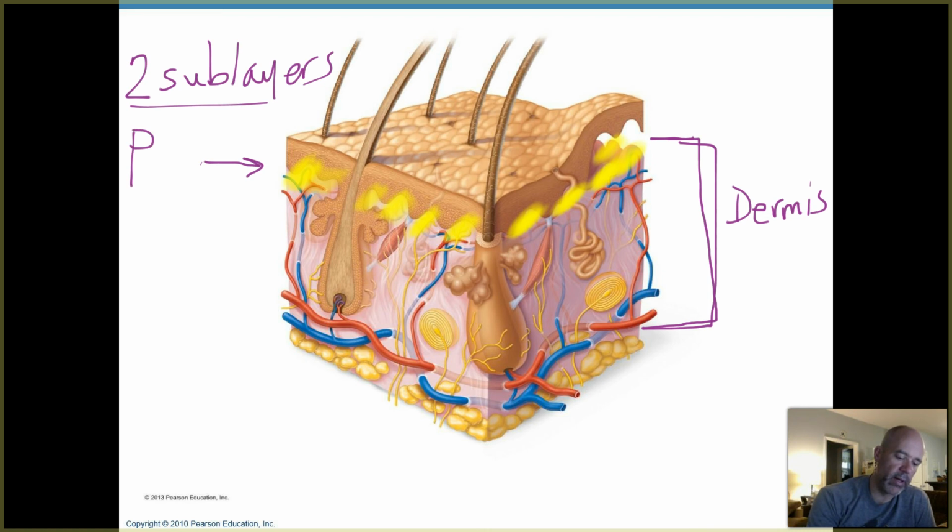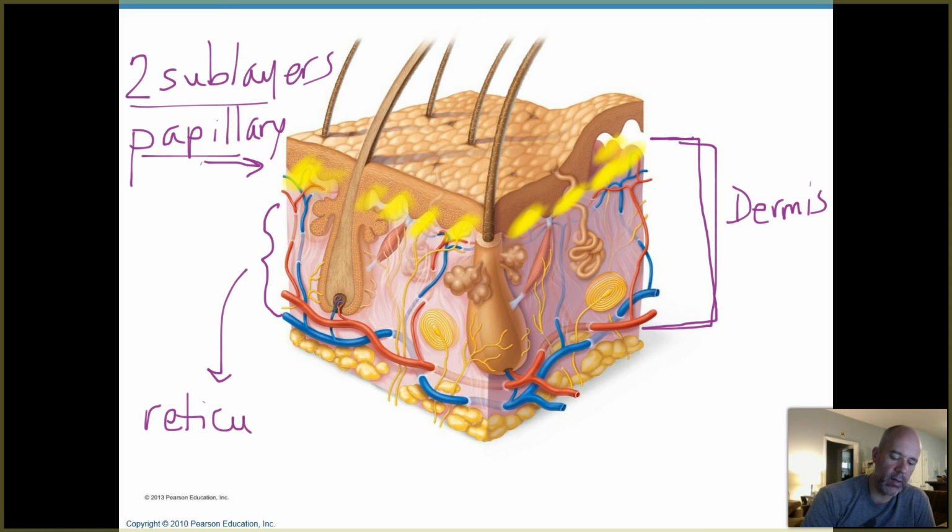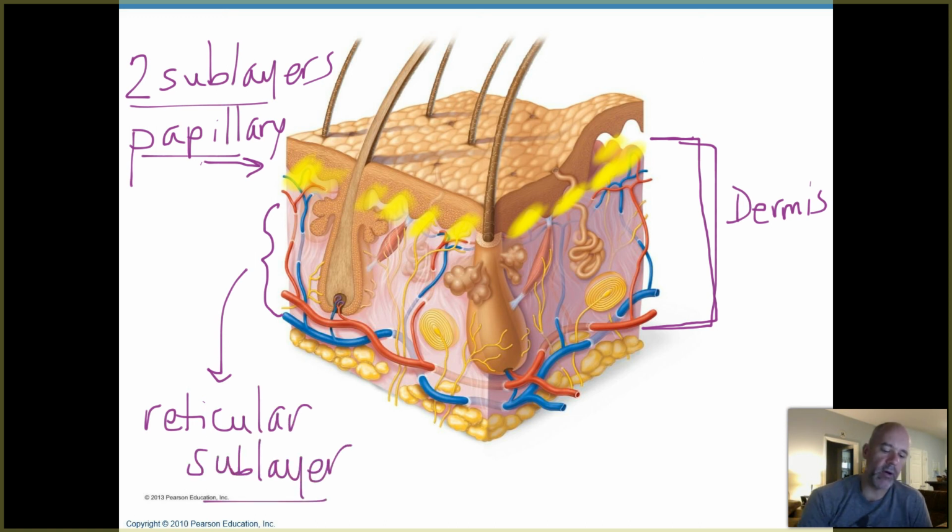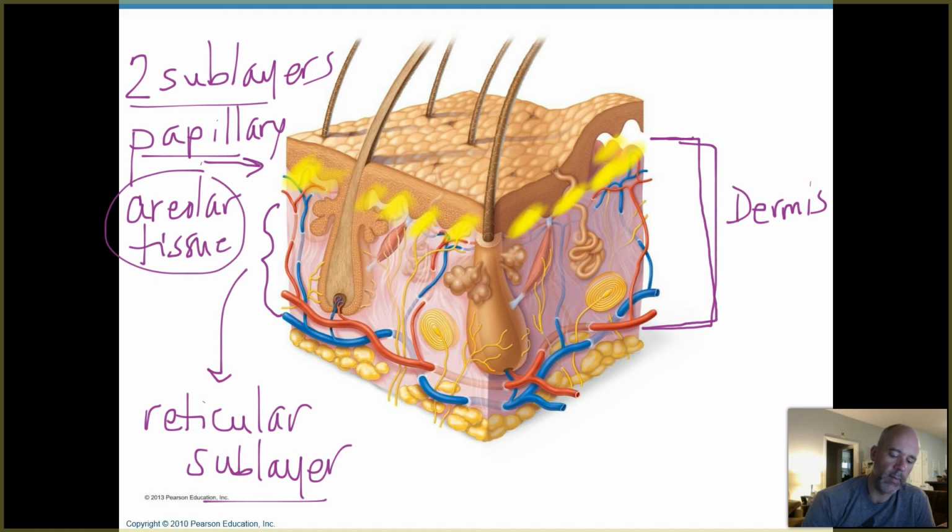That's called the papillary sublayer. And then everything deep to there within the dermis is called the reticular sublayer. All right, then how about our tissue types? Your papillary sublayer is built from areolar tissue. Your reticular sublayer is built from dense, irregular connective tissue.